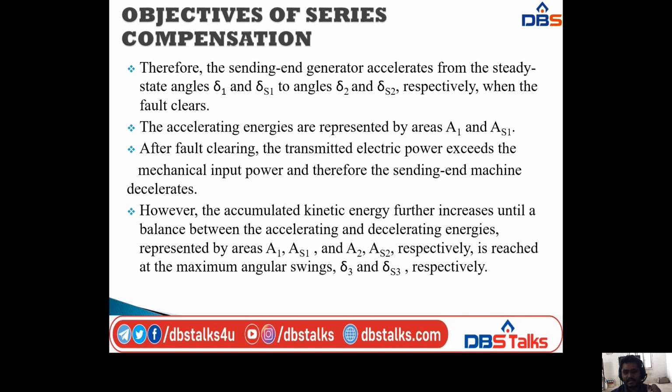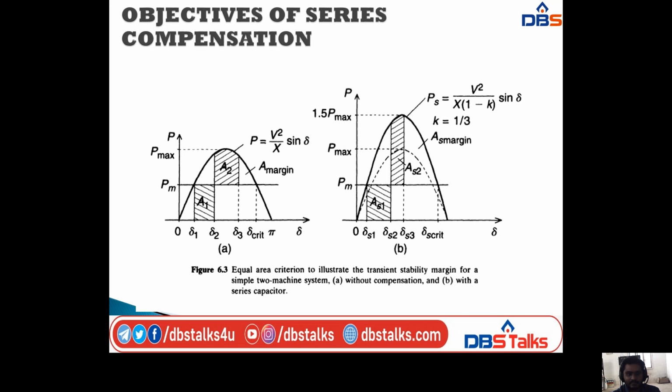The accumulated kinetic energy further increases until a balance between accelerating and decelerating energy, represented by areas A1, AS1 and A2, AS2 respectively, is reached. A1, AS1 are the accelerating areas and A2, AS2 are the decelerating areas. Those are reached at the maximum angular swings, that is delta 3 and delta S3 respectively, in both the diagrams.